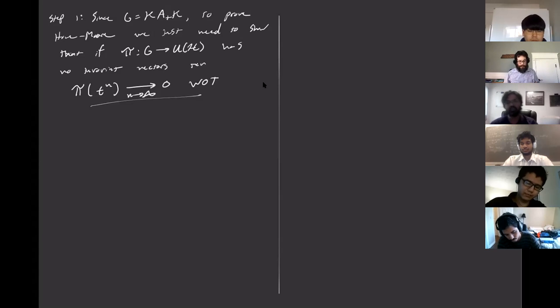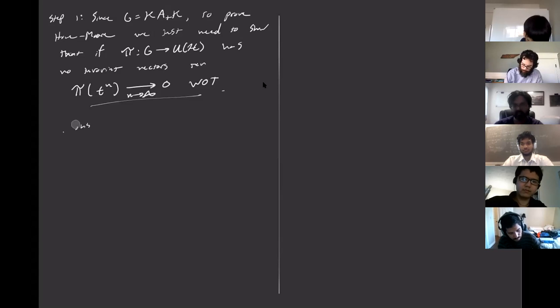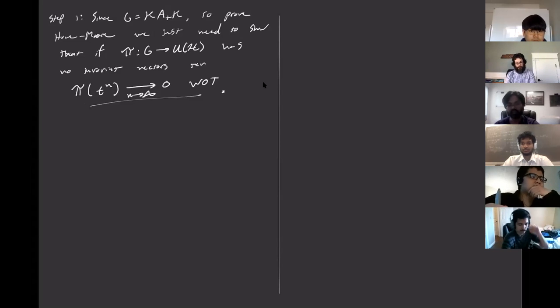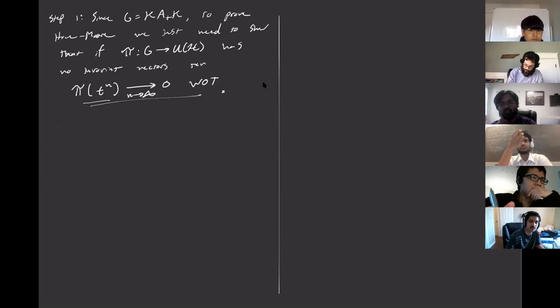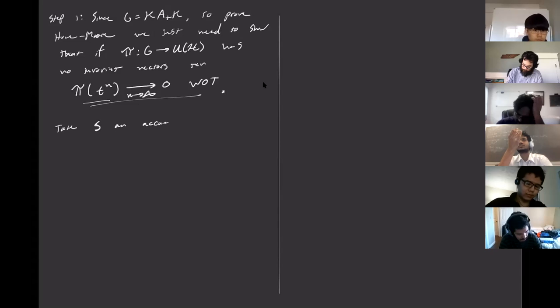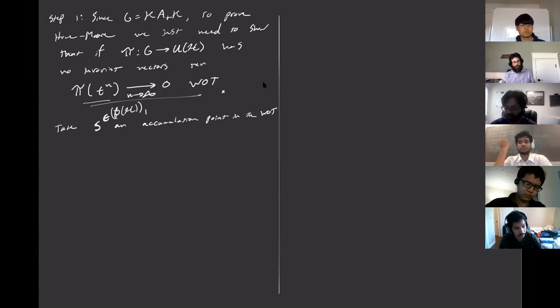So then we want to just prove this. And so we suppose this is not the case. Well, that's not how we did it. What we said is, in order to prove this, we'll take any weak operator topology cluster point. These are unitary, so they're in the unit ball, and the unit ball is compact in the weak operator topology. So let's take any accumulation point S in the weak operator topology. The unitaries are not compact, but this will be in the unit ball of H. We want to hopefully show it is zero.